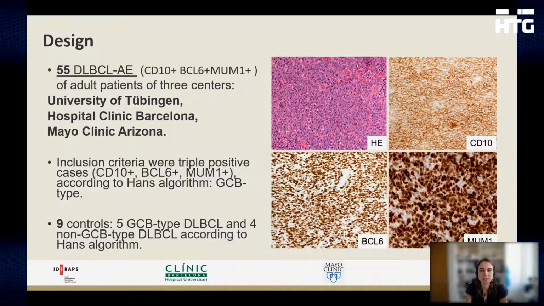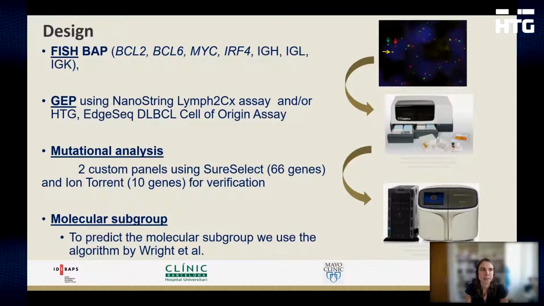We added straightforward controls as well: 5 GCB type DLBCL and 4 non-GCB type DLBCL according to Hans' algorithm. We investigated all cases with FISH analysis, using break-apart probes for BCL2, BCL6, MYC, IRF4, IGH, and, for selected cases, also for the light chains IG lambda and kappa.